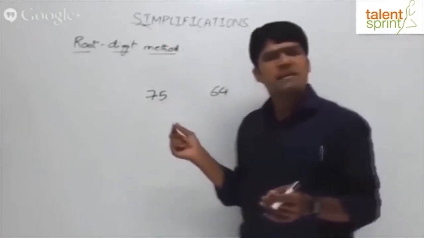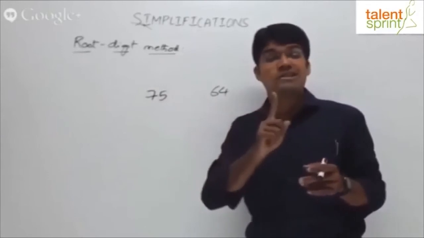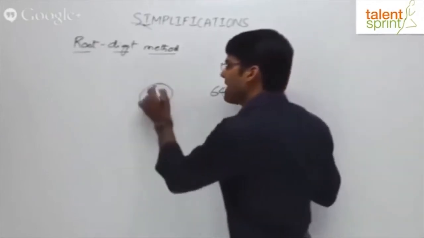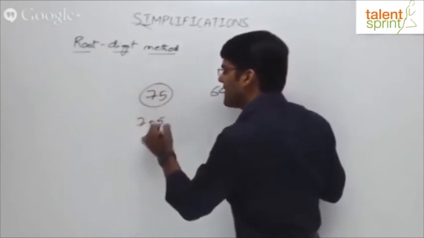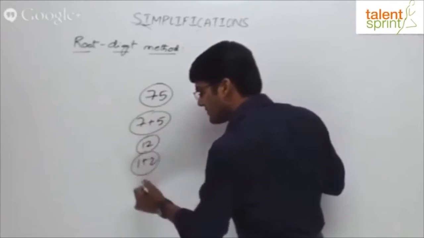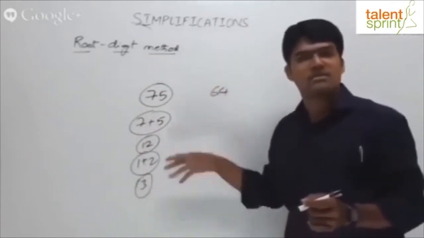So 7 plus 5, add the digits. 7 plus 5, 12. Again, 12 is a 2-digit number. I want a single digit. 12, 1 plus 2, 3. So the root digit of 75 is 3. What's the idea? 7 plus 5 gives you 12. 12 again, 1 plus 2 gives you 3. So this is what you need to do till you get a single digit number. I mean, you don't have to write on paper. I'm just trying to explain.